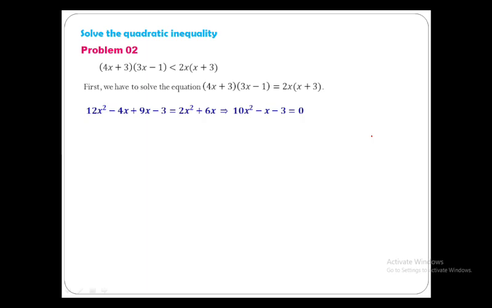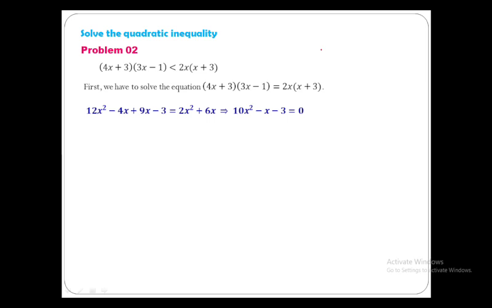So while distributing 4x, we get 4 times 3x, which is 12x times x is 12x squared. 4x times minus 1 is minus 4x. 3 times 3x is 9x. So 3 times minus 1 is minus 3. On the right hand side, 2x times x is 2x squared and 2x times 3 is 6x. And we can rearrange the terms and combine like terms. We can get the equation as 10x squared minus x minus 3 is equal to 0.